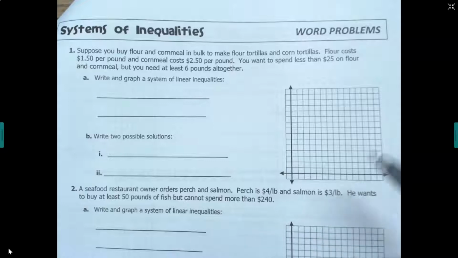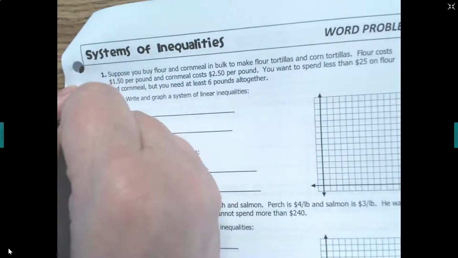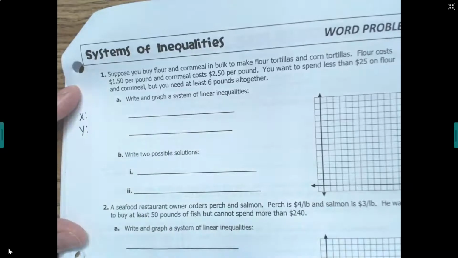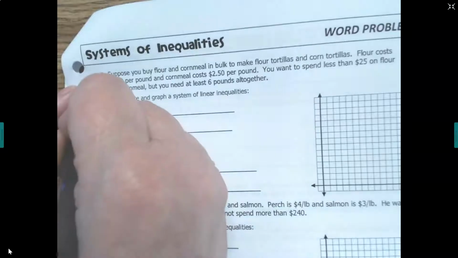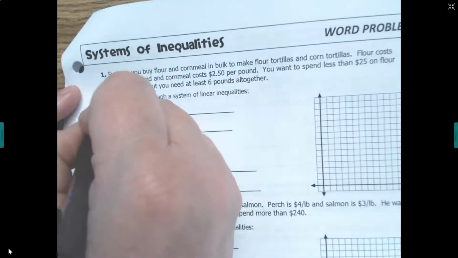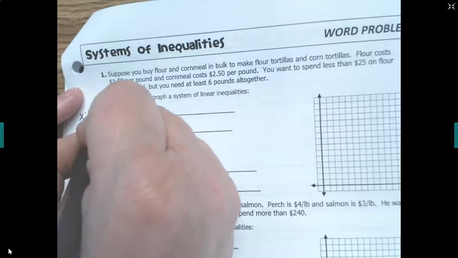Okay, so suppose you buy flour and cornmeal in bulk to make flour tortillas and corn tortillas. Flour costs $1.50 per pound and cornmeal costs $2.50 per pound. You want to spend less than $25 on flour and cornmeal, but you need at least 6 pounds altogether. Okay, so we got a couple things going on here. We're trying to make two equations, so let's define some variables. We have X and Y. And so we're going to buy flour and cornmeal. Flour is mentioned first, so I'm just going to make him X, and my Y will be my cornmeal.